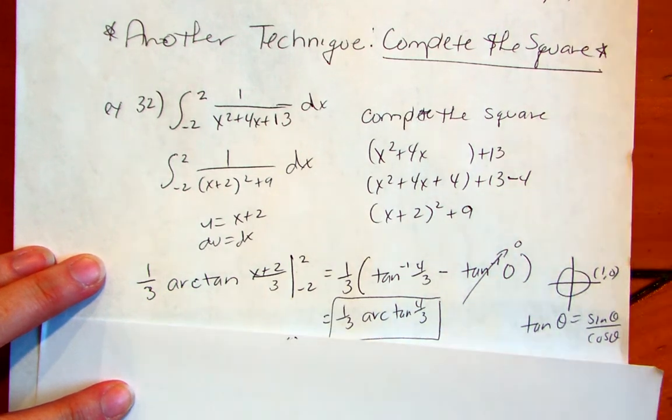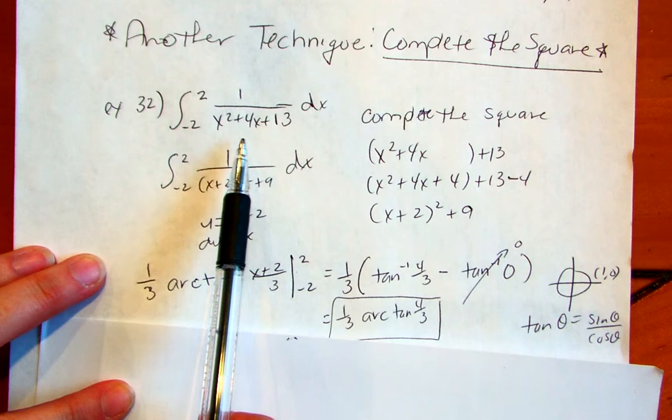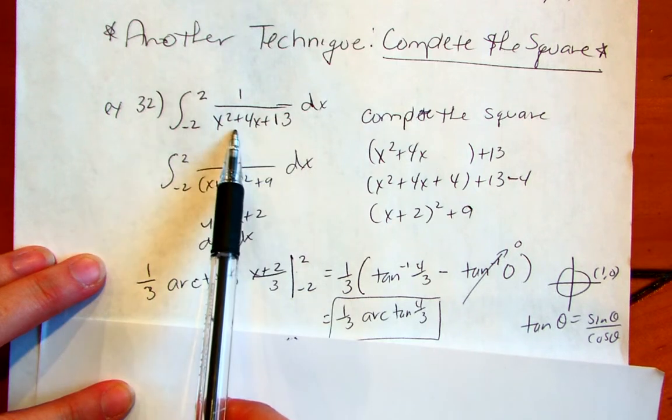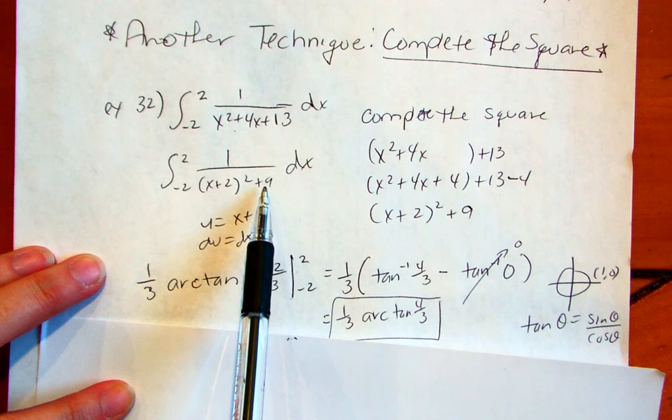So again, I'm more concerned about the technique at the beginning. I cannot integrate this. If I complete the square, I can make an arctan.